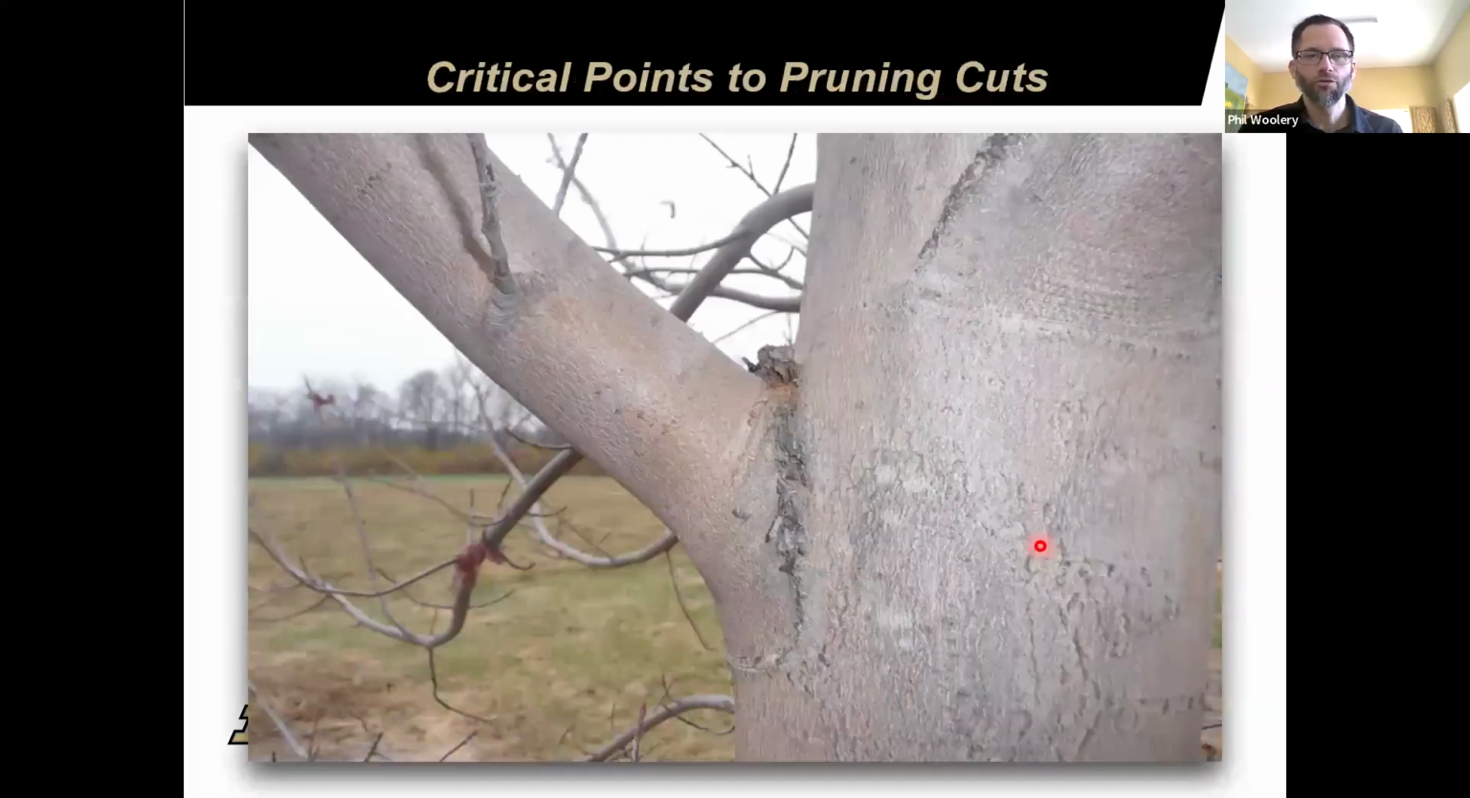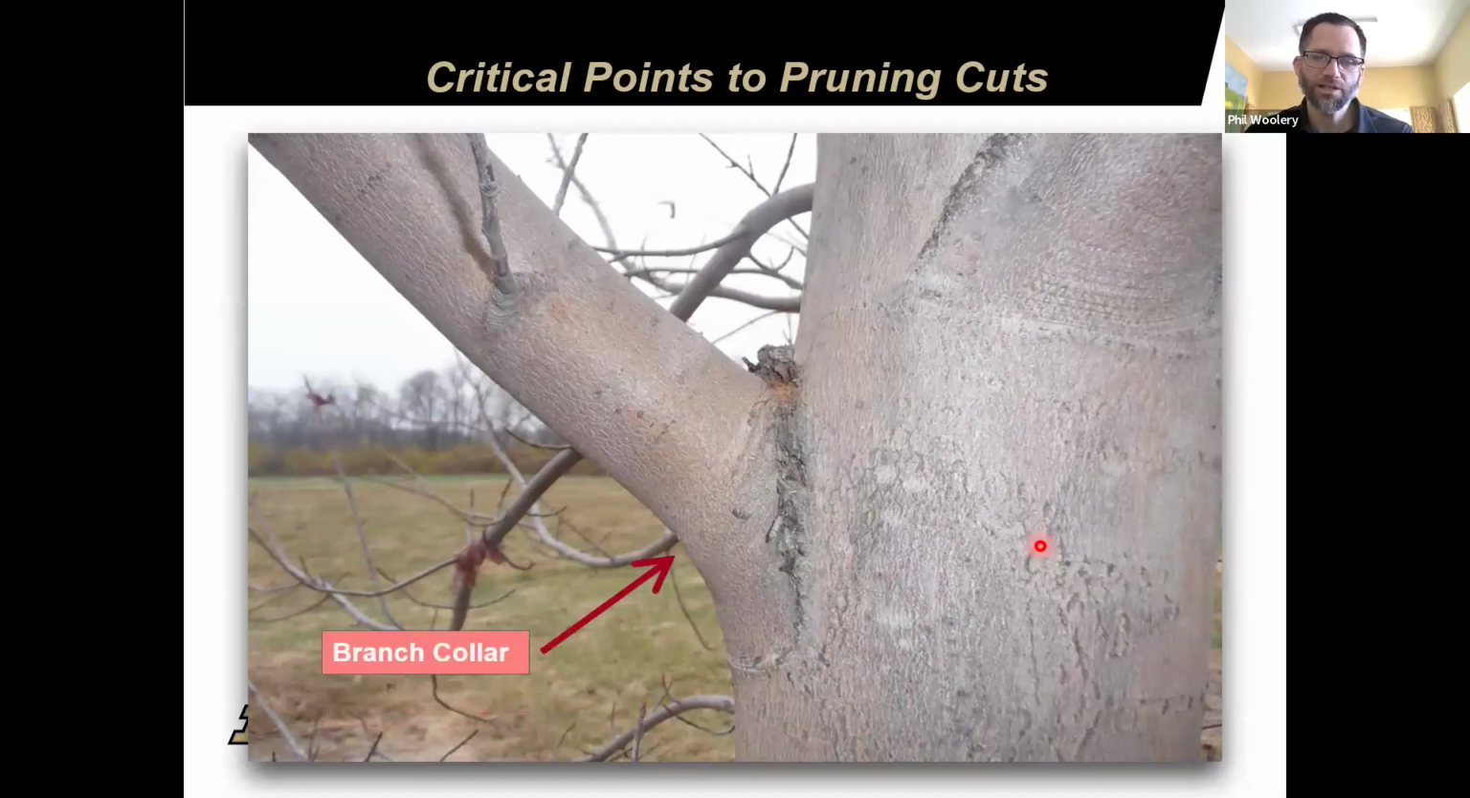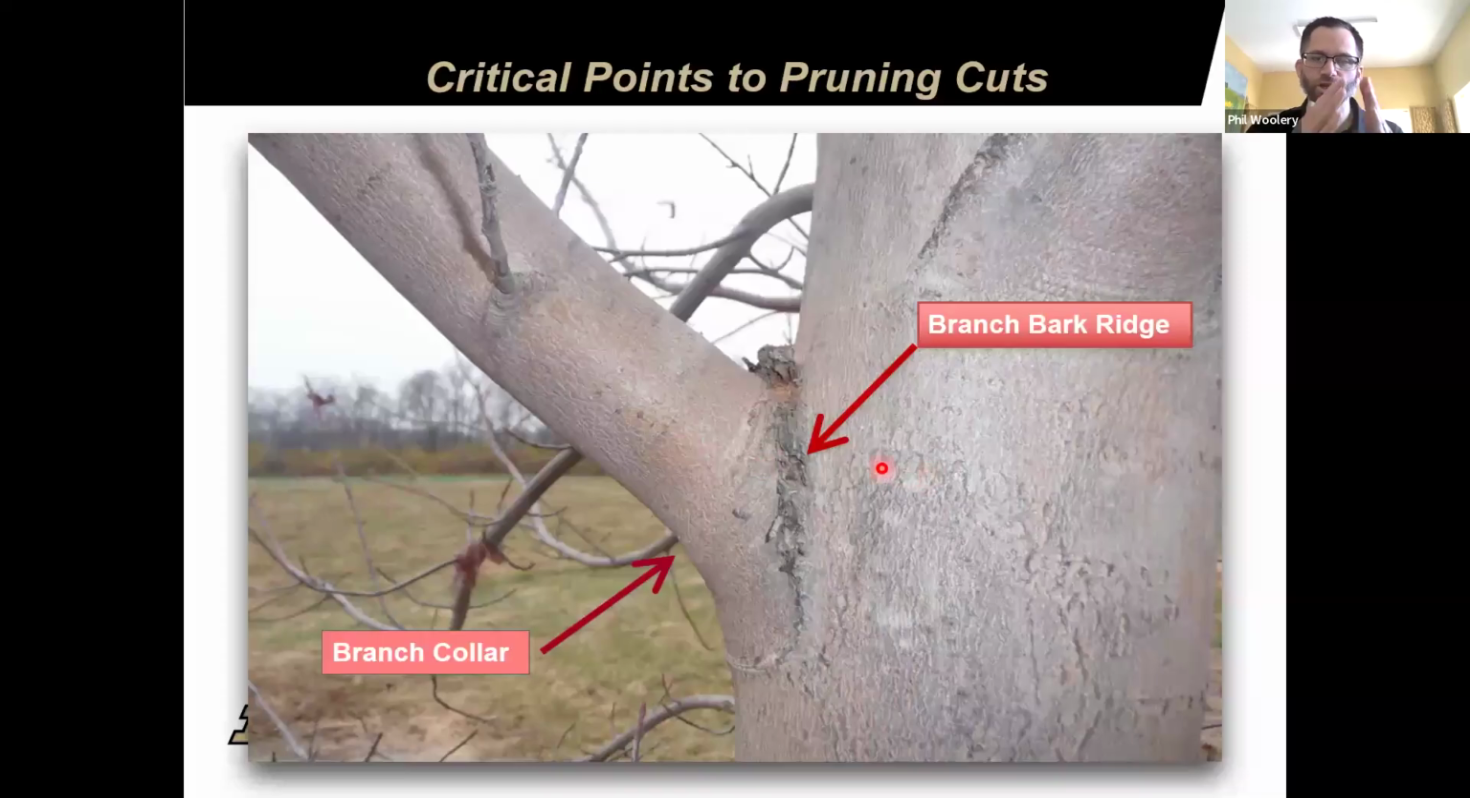All right, so on removal cuts, we need to make sure our cut is in the right place. So some different spots. The branch collar, sometimes it can be hard to see, but it's kind of the fattening up. It's right there. That's where the branch tissue and the trunk tissue kind of come up. And this is the branch bark ridge, where the bark from the branch and the main stem push up against each other and form that ridge there. And so we want to make our cut just outside this branch collar.